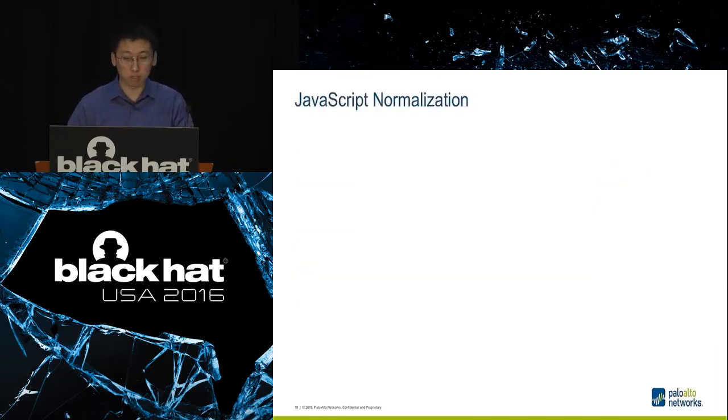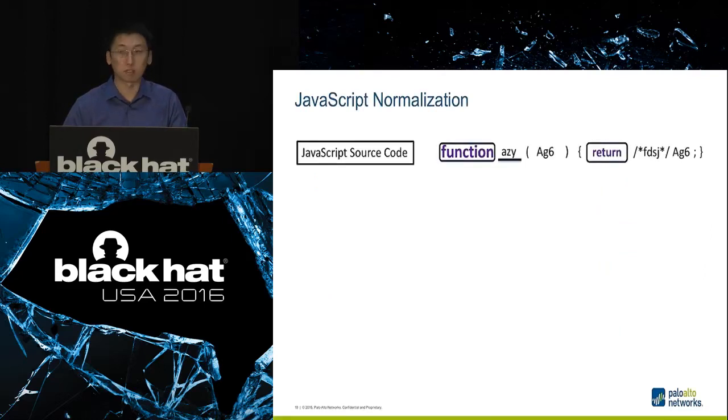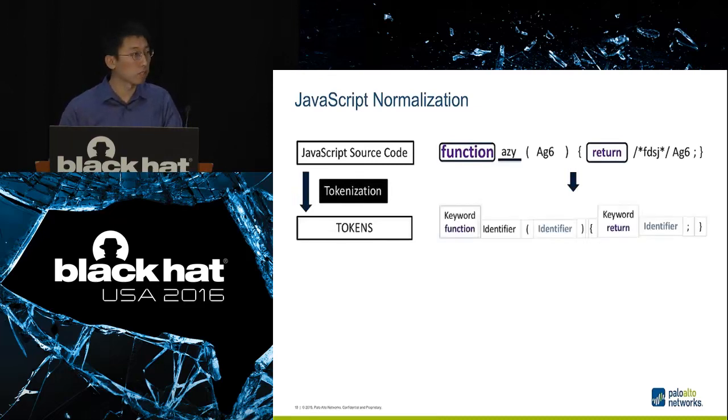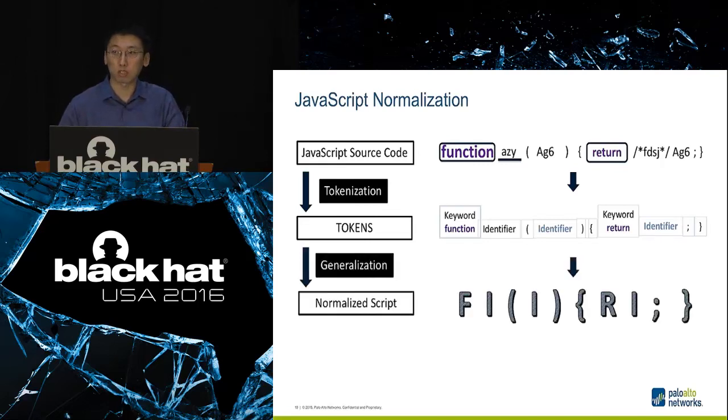So the first step is the JavaScript normalization. It involves 2 steps. First, given this piece of JavaScript code, we tokenize it into a series of JavaScript tokens. And then for each type of JavaScript token, we map it to a unique character. Then we put all of the characters together to construct the normalized script from the source code.